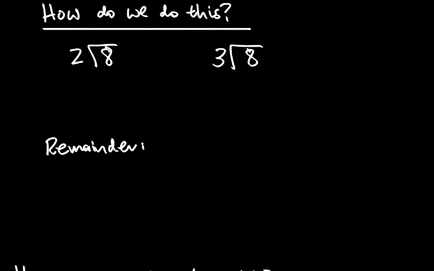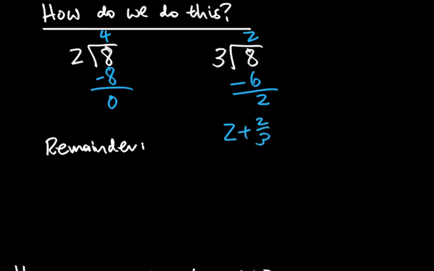Well, what we do is we find out 2 times what gets close to 8. Well, 4 in this case, because 2 times 4 is going to be 8. Subtract 8, then we get 0. How about with 3? Closest we can get is 6, so we put 2 up there. 3 times 2 is 6. Subtract that, we get 2. We can't really do much more with that, so we can say that we get 2 and 2/3. You can say 2 plus 2/3 as well.